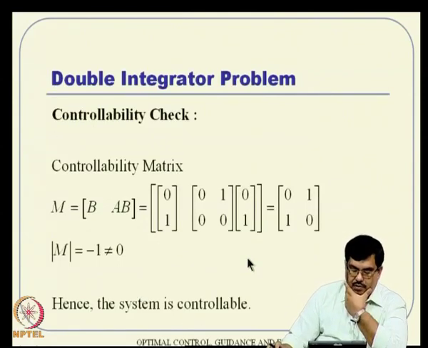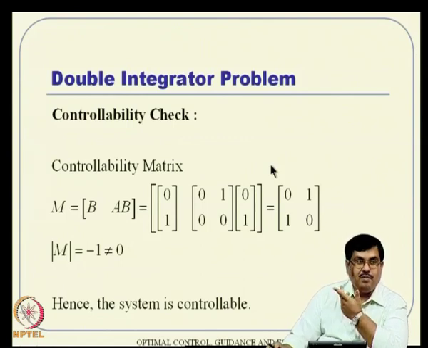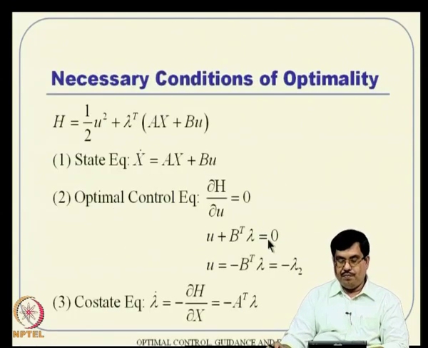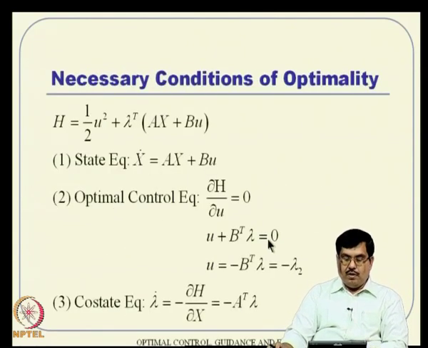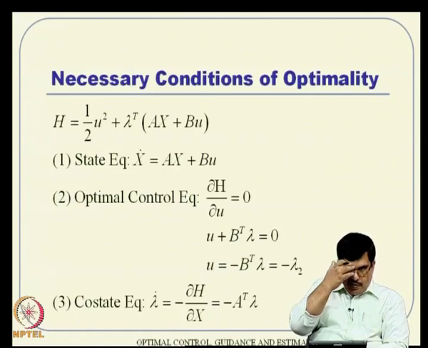First thing first is a controllability check. We should not forget that if the system is not controllable, you can't do anything. So, it makes sense to quickly do a controllability check for any problem. So, we do that, and it turns out that the determinant of M is -1, which, more importantly, is not equal to 0, hence the system is controllable. When that is so, we can proceed with our optimal control equations and all.